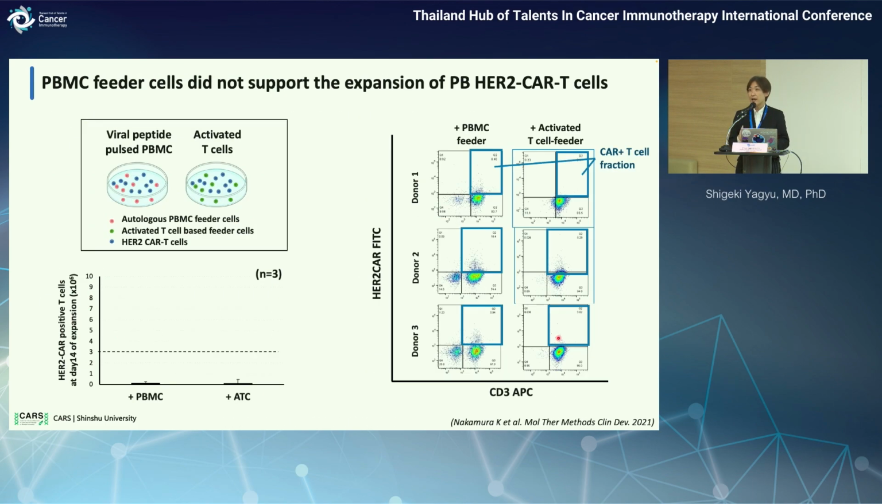Furthermore, when we attempted to use this protocol to generate CAR T cells targeting solid tumors other than the CD19 target, the results were not as successful. Here we tried to make piggyBac HER2 CAR T cells just by following the previously established protocol for piggyBac CD19 CAR T cells. We could not see any HER2 CAR-positive T cells, as you can see here.